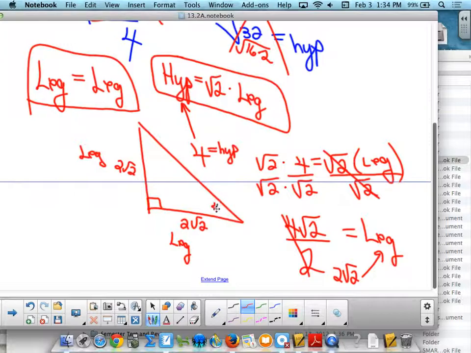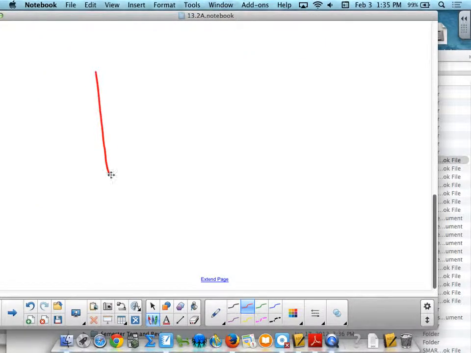Because these are 45-45, that's why I can just say legs are equal. You okay with that? Yeah or no? Okay. How about if I went like this to you? Now this is 5. I'm just going to make it up. There. 5 square root of 3.